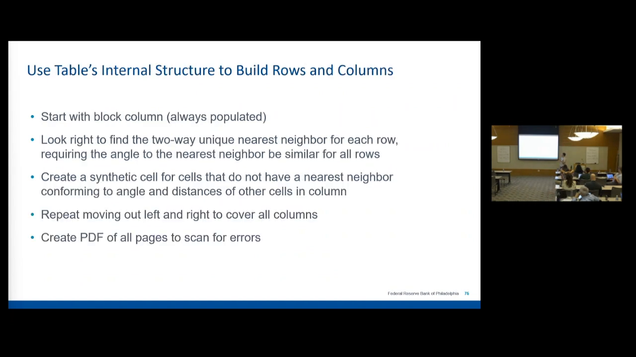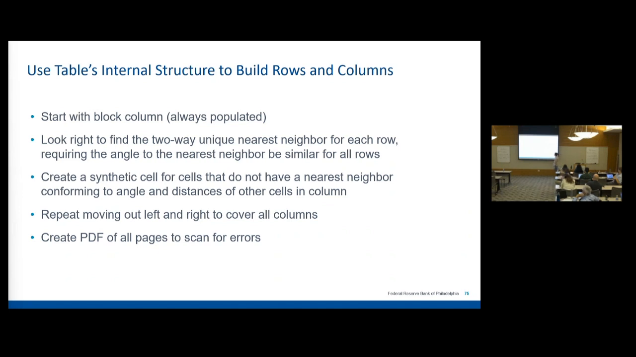Okay, and then we need to structure that back into a table. And because the tables are consistent, we don't need to rely on a model. We can actually just use the internal consistency of the table. This can actually allow for a lot of warping inside of the table. Just start with a column that's always populated, and then look right and find the nearest two-way neighbor. So i.e. each cell should be associated with a cell in the next column, and you want those angles to be similar across every cell, and you can allow for there being empty values.